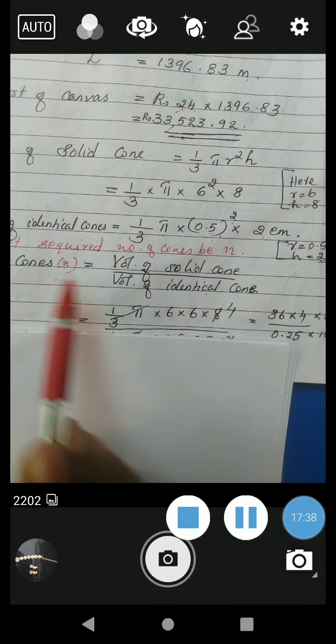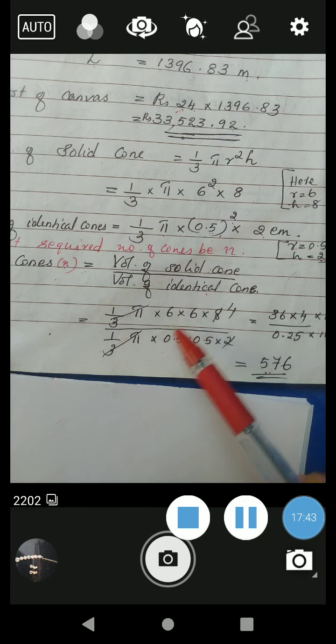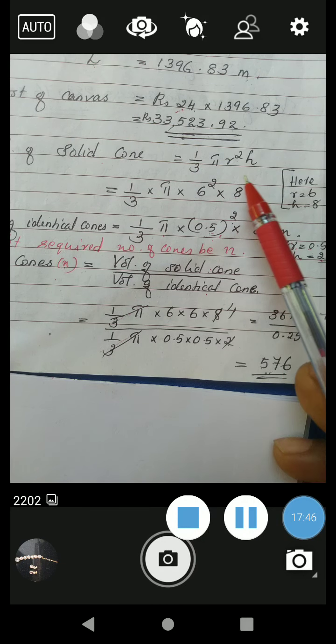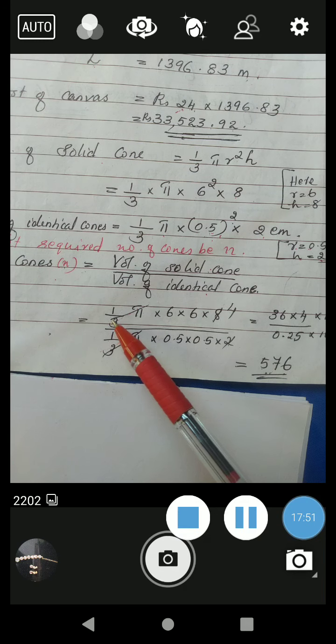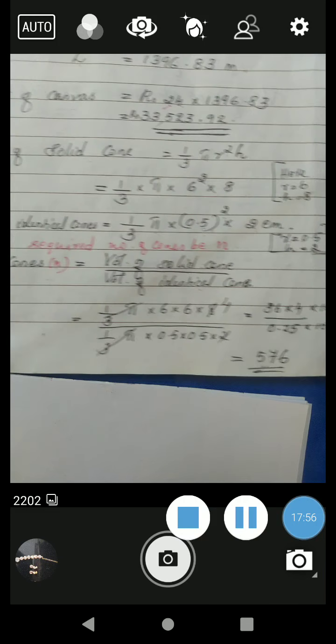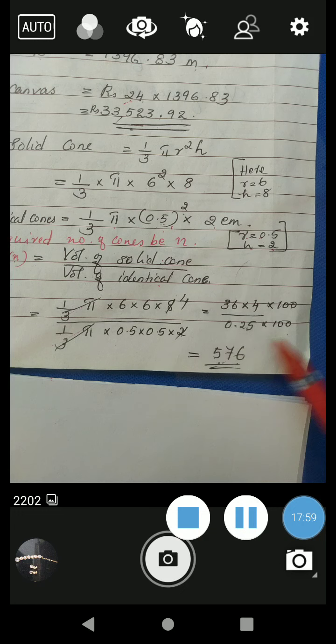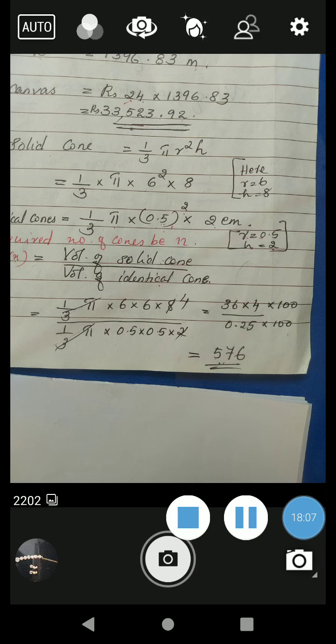Okay. Now you can write the formula, number of cones is equal to volume of solid cone by volume of identical cones. Now write these two, this one divided by this. You can see here 1 by 3 pi cancelled, and we can simplify the remaining only. Now you can see the steps, and at last you will get number of smaller cones: 576 smaller cones can be made. Okay.